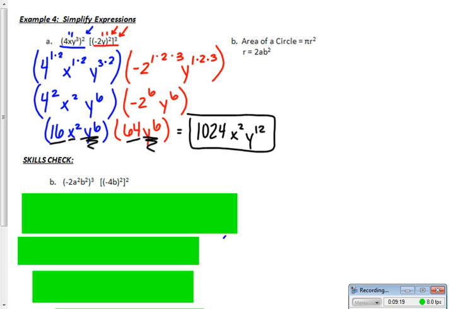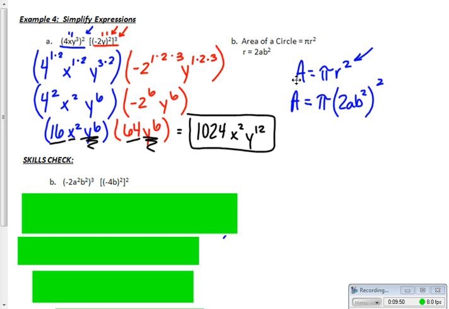B, we have an area of a circle. Area of a circle is pi r squared. Well, they give us the radius. The radius is 2ab to the 2nd power. So I'm going to go ahead and write out the equation for area of a circle. So that equation is A equals pi r squared. I'm going to go ahead and use substitution. Substitute in for r, because we know r. R is 2ab squared, and we still have this square on the outside.